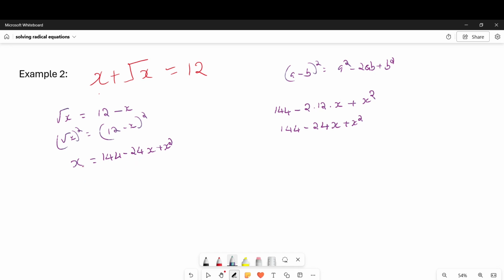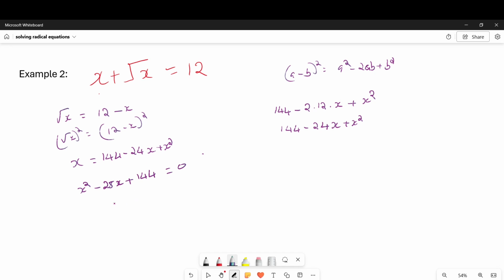When we take this into the right hand side, one x will be here. This x will be added to this 24x, because when we take this x to the right hand side, it will be negative x. So minus 24x plus negative x is equal to negative 25x. So I am rewriting the equation: x square minus 25x plus 144 equals 0. This is the quadratic equation we got from the expansion of these terms.